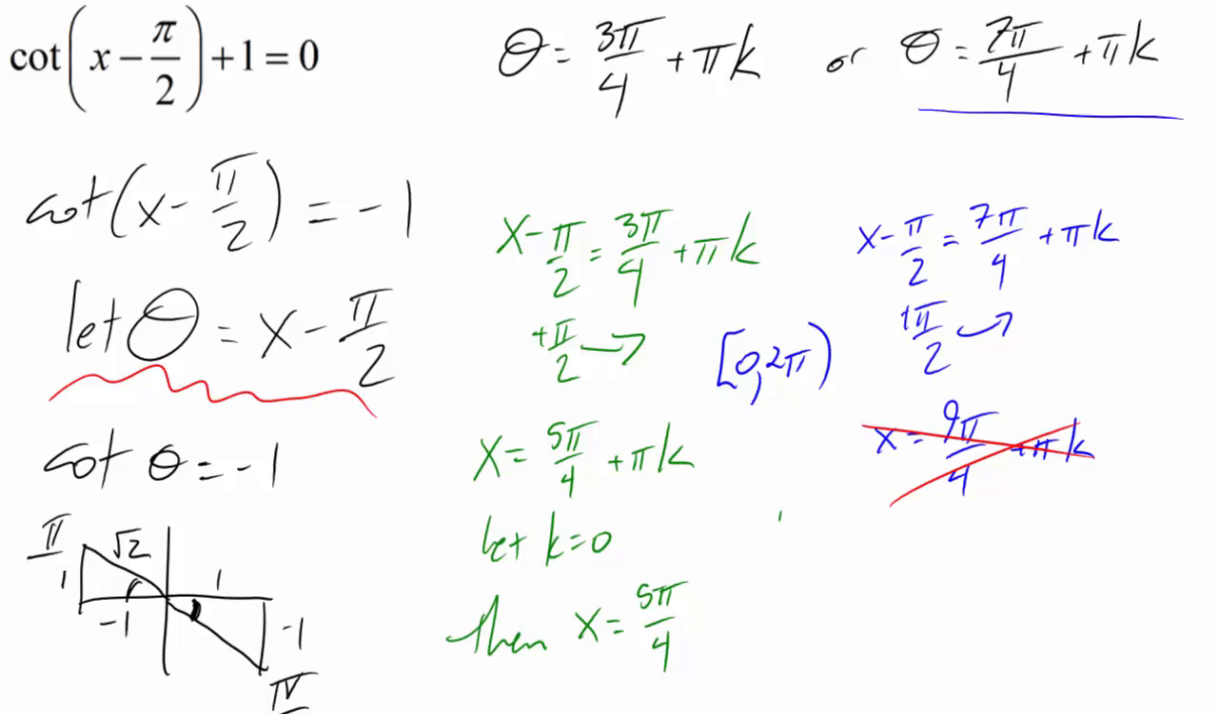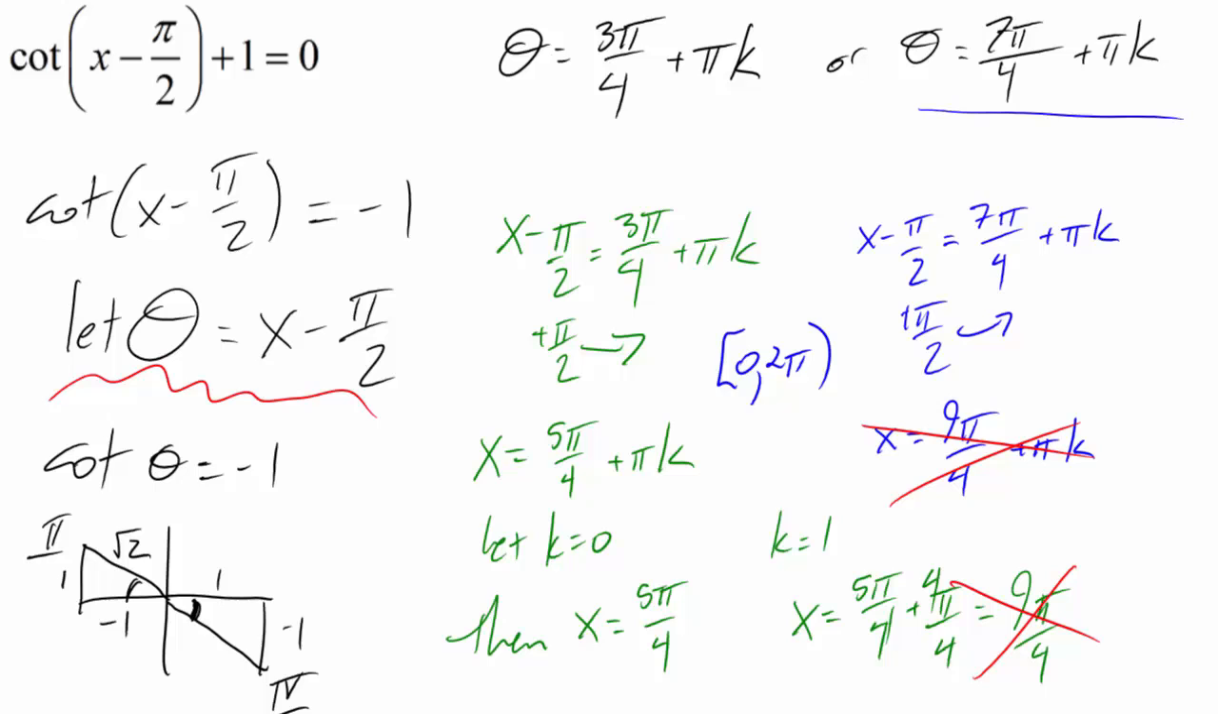All right, if k equals 1, then x is equal to 5 pi over 4 plus pi, which would be, with the common denominator, 4 pi over 4, which is 9 pi over 4, which we already discussed is going to be too big, so we can't use it. Now remember, k values can also be negative.